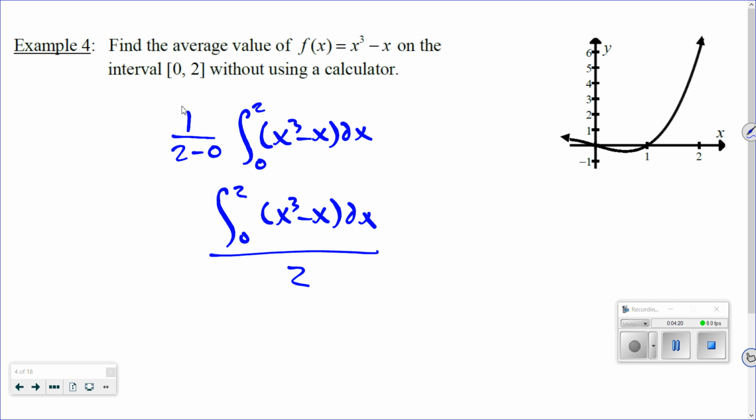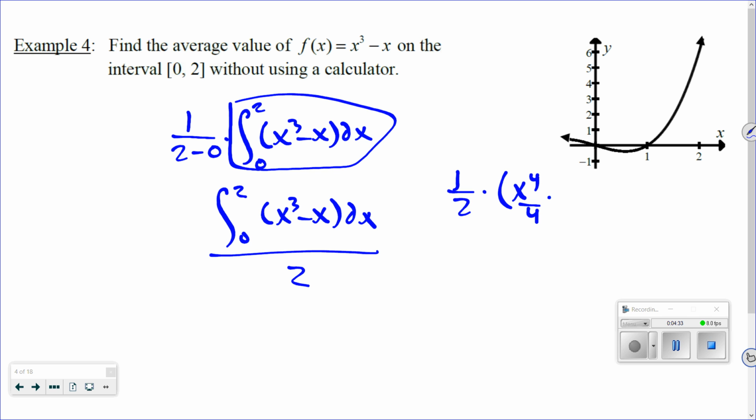I'm just going to do it this way up here, so I'm going to start by finding this. I'm going to have 1/2 times, and the integral would be x to the 4th over 4 minus x squared over 2, and we're evaluating it from 0 to 2.